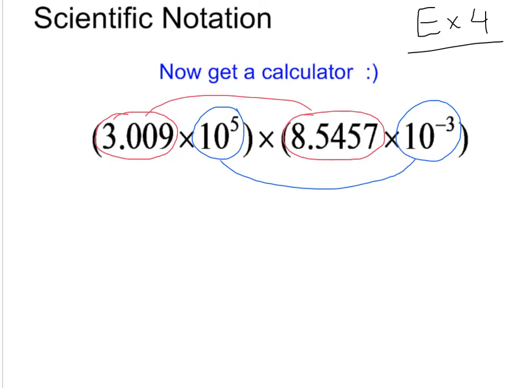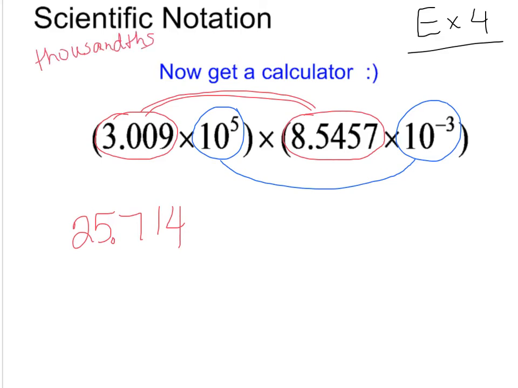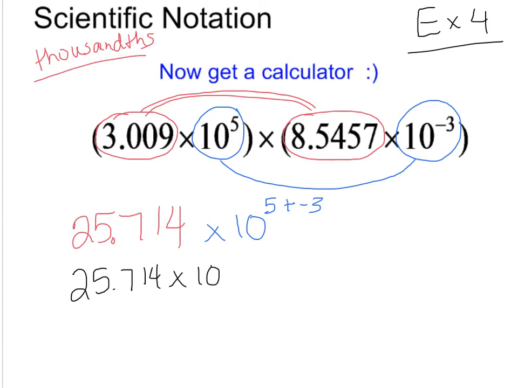So I just used my calculator to multiply these two in red, and I got 25.714. And let's just round to the nearest thousandth. Anytime you need to, round to the nearest thousandth. So I got 25.714 times 10 to the 5 plus negative 3. And I know we're going to add our exponents because they're asking us to multiply these two numbers. So I'm going to get 25.714 times 10 to the second.